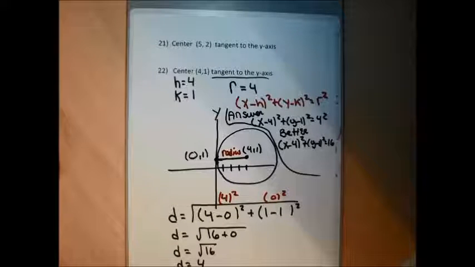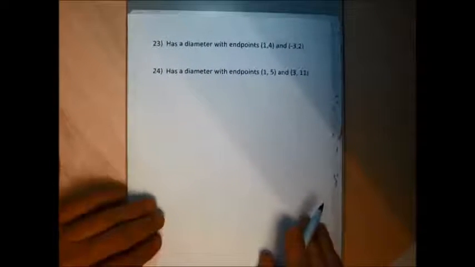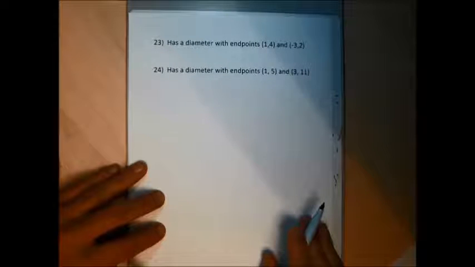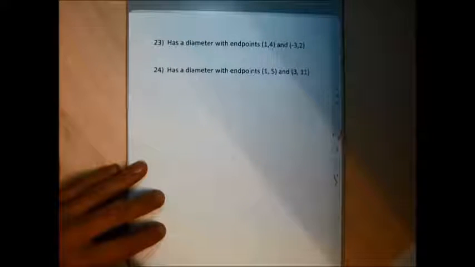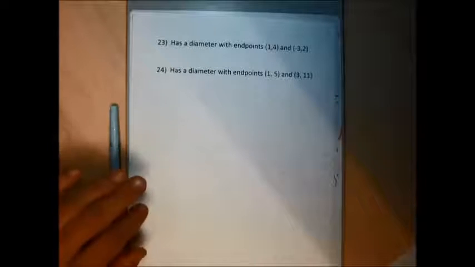All right, let me do your problem 23. That way you just have a little bit less to do in terms of your homework. So 23 is a little bit tricky. When I look at 23, it says the circle has diameter with endpoints 1, 4 and negative 3, 2, and it doesn't talk about the center. I should probably yank out some graph paper to do this. I don't know if I have any that handy, so I'm going to just fly without graph paper.